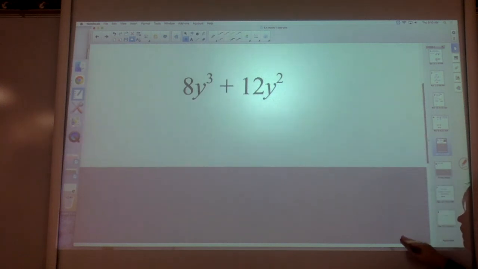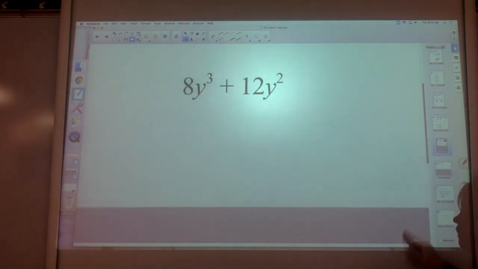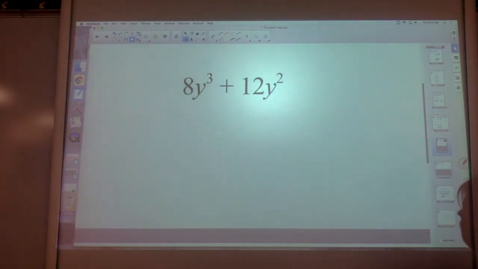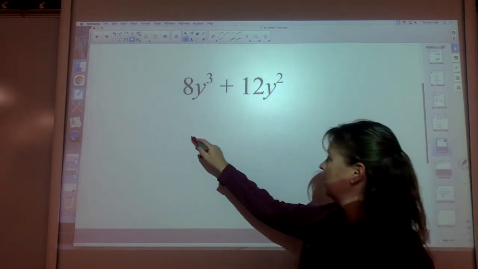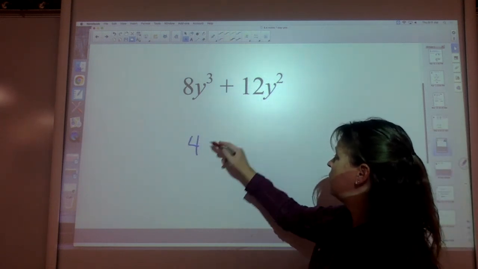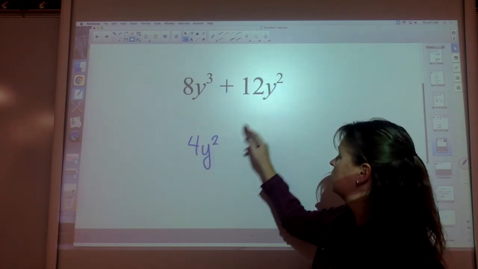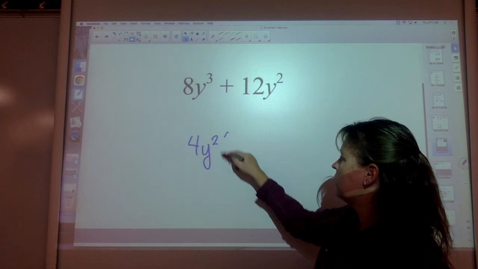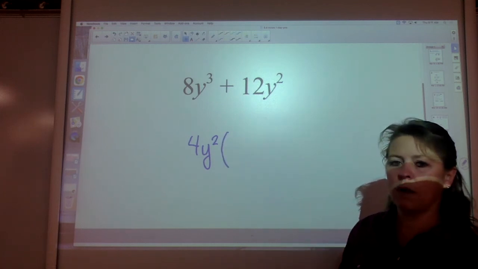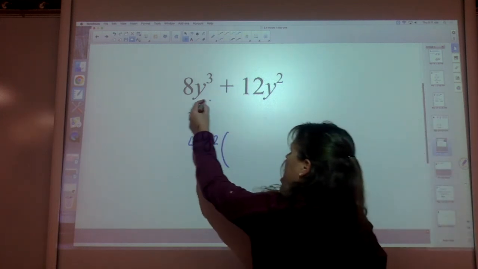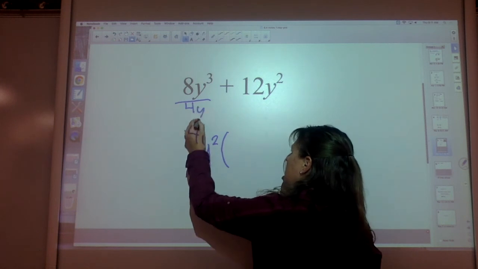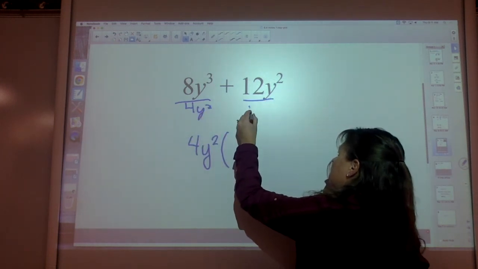Let's do 8y cubed plus 12y squared. Greatest common factor that goes into an 8 and into a 12 is 4. They do both have y's in common this time. How many? 2, because you always take the smallest amount. If 4y squared is our greatest common factor, we're going to divide by 4y squared twice.